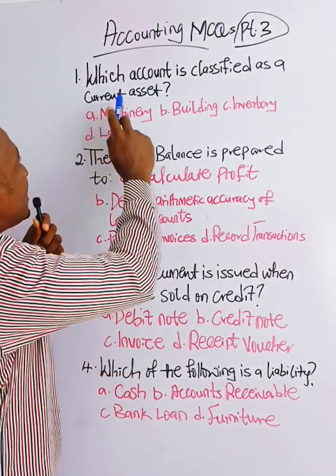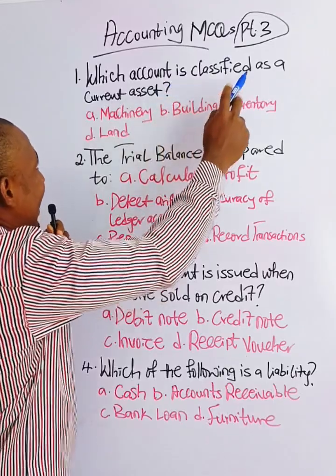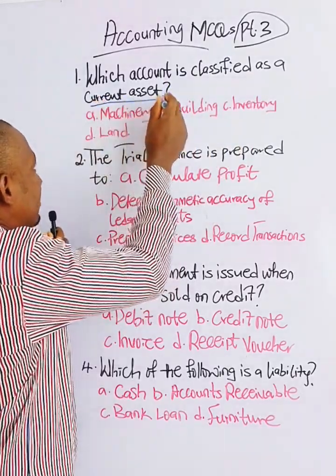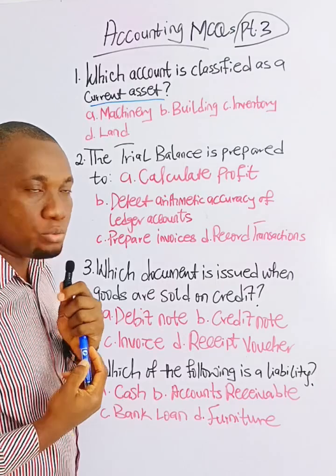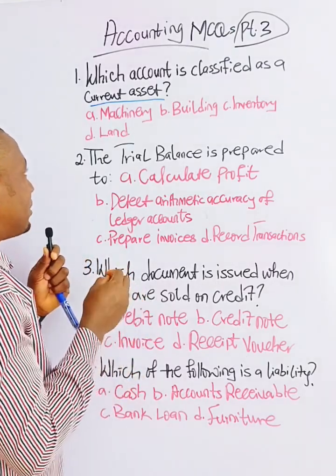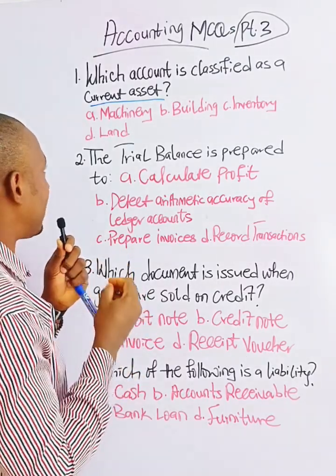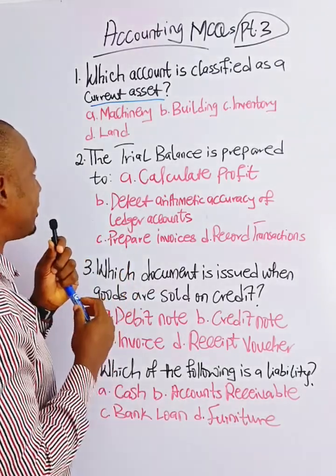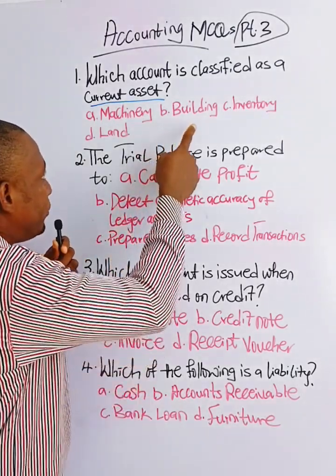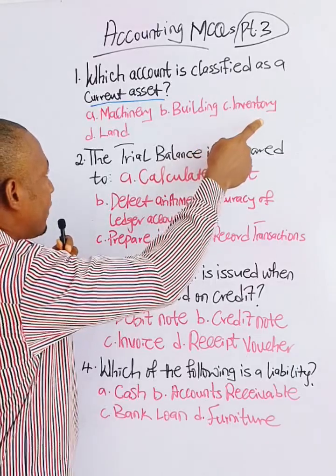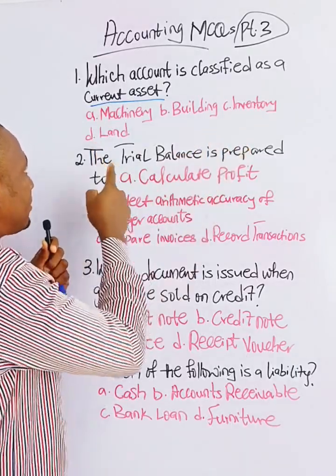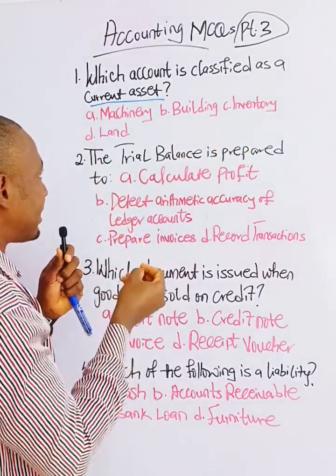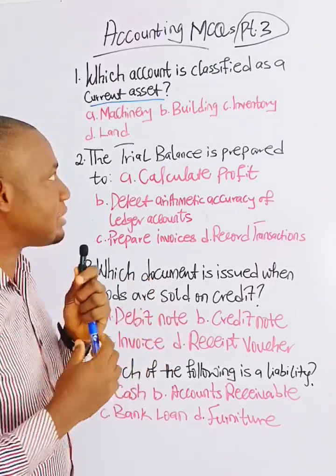Number 1 question: which account is classified as a current asset? Is it A, machinery, or B, building, or C, inventory, or D, land?